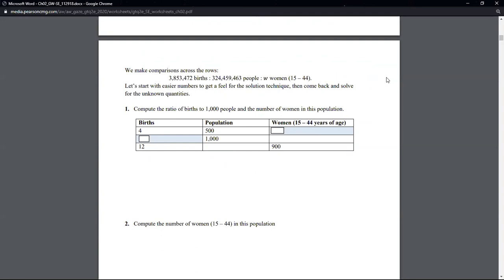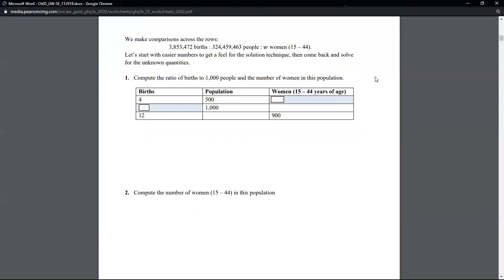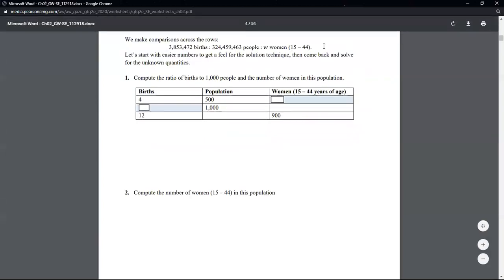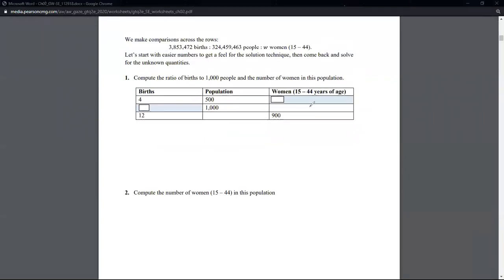So let's start with easier numbers to get a feel for the solution technique, then come back and solve for the unknown quantities. Compute the ratio of births to 1,000 people and the number of women in this population. So I need to put my annotate on. There we go. So again, I like to draw the little boxes. You don't have to, it's up to you, but I suggest doing it. Do it with pencil, that way you can erase.